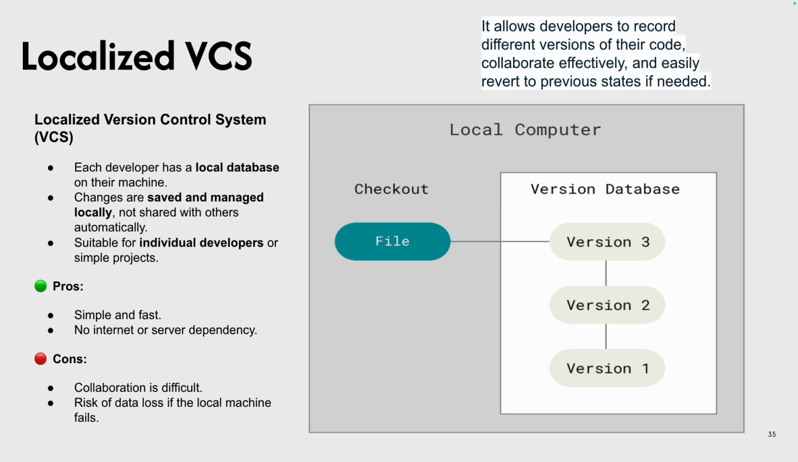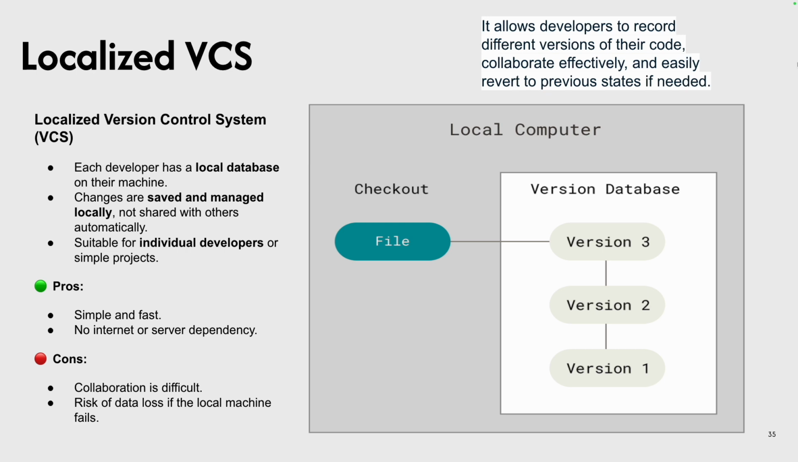Okay, so let us see what is a localized version control system. It allows a developer to record different versions of their code, collaborate effectively, and easily revert. This is just a definition. In a localized version control system, each developer has a local database on their machine. Changes are saved and managed locally, not shared with others automatically. This is suitable for individual developers or simple projects.